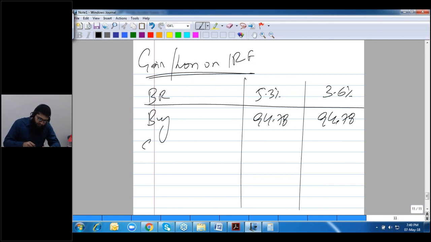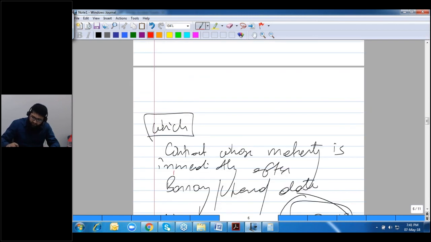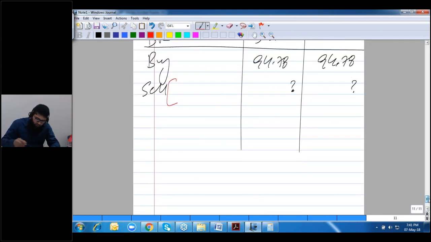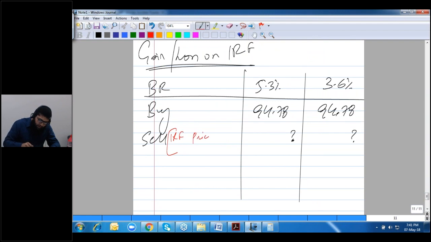Now you need to sell the interest rate future. The question is what is going to be the price at which this interest rate future is going to be sold? The price at which it will be sold is going to be the IRF price on 31st January 2018.